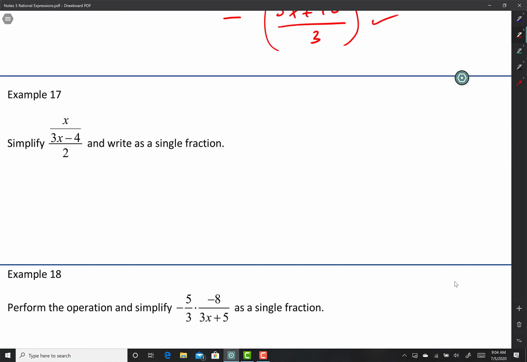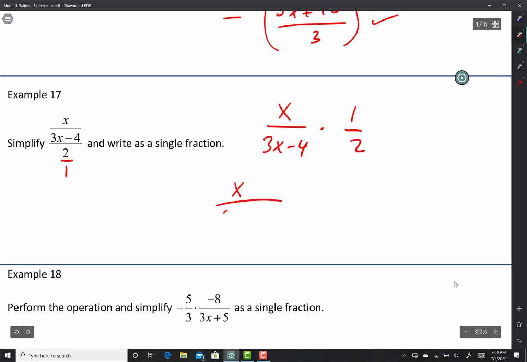So again, complex fraction here. I can do 2 over 1, or you can just bring that 2 up to the 3x minus 4, however you like, guys. So here we go, x over 3x minus 4 times 1/2. I don't see anything crazy here. x times 1 is just going to be x. And then 2 times 3x is going to be 6x. 2 times 4 is going to be 8. And there it is. They didn't tell me to leave anything in factored form. So there it is, guys.